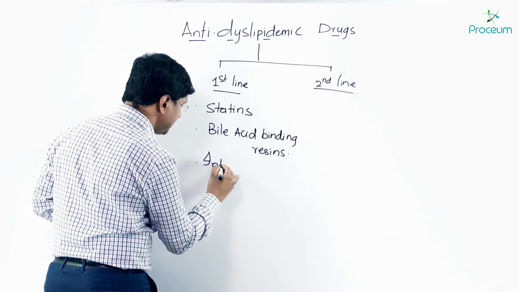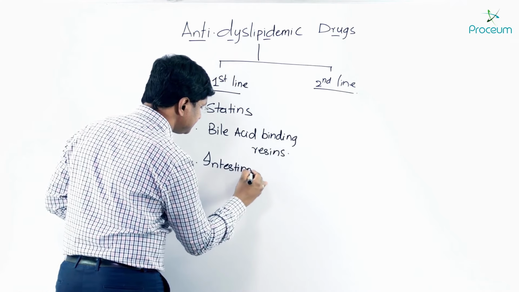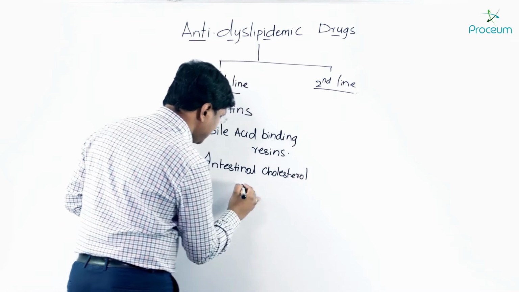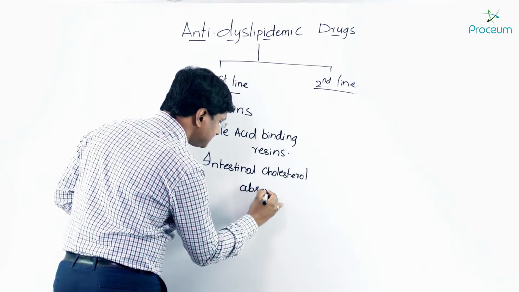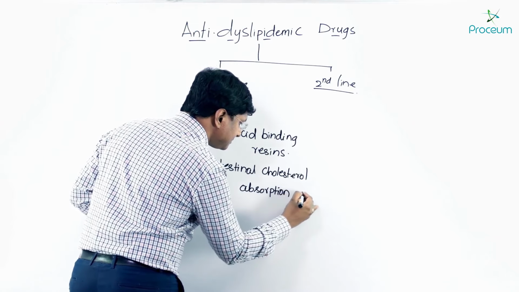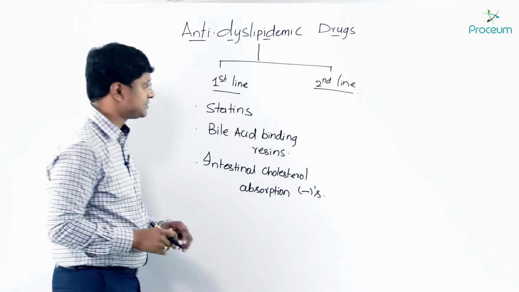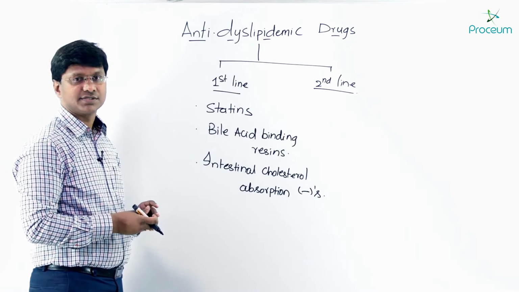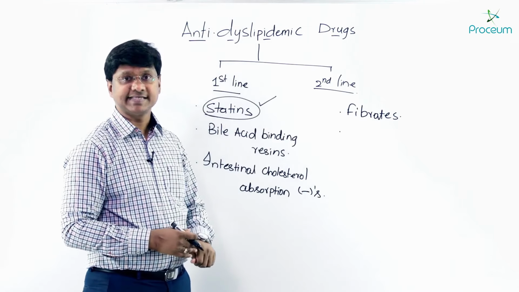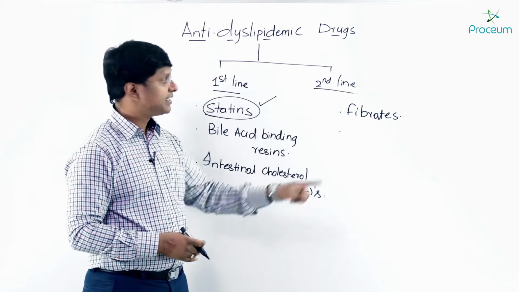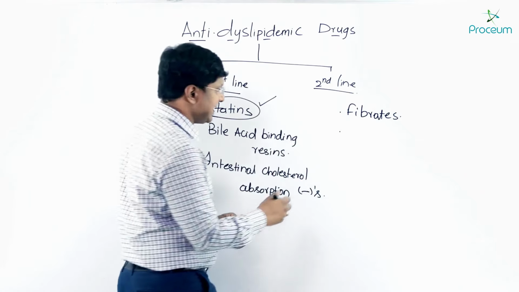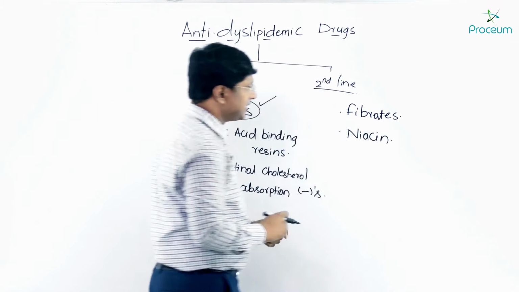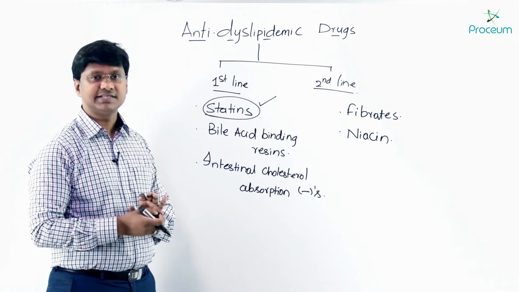All right, so these are all the first line anti-dyslipidemic drugs. If you take the second line agents, they include fibrates and the other one is niacin, right? So these two are the second line agents.